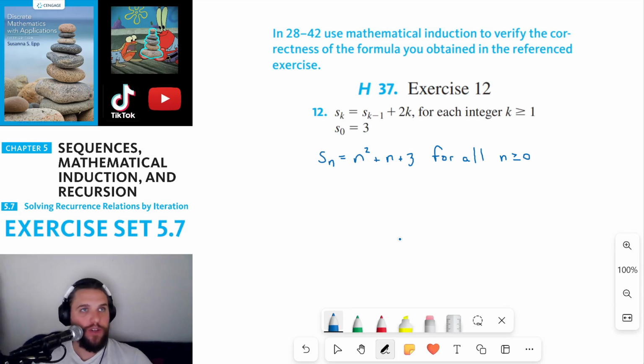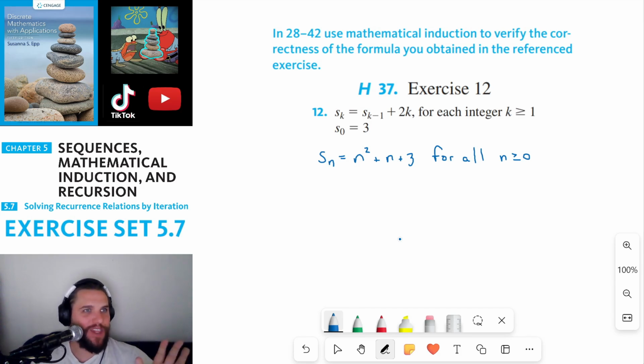In 28 through 42, use mathematical induction to verify the correctness of the formula you obtained in the reference exercise. Now we're doing exercise 12, in which we have the recurrence relation S sub k equals S sub k minus 1 plus 2k for each integer k greater than or equal to 1, and S sub 0 equals 3. The solution for number 12, which we didn't do in a previous video, is S sub n equals n squared plus n plus 3 for all n greater than or equal to 0.